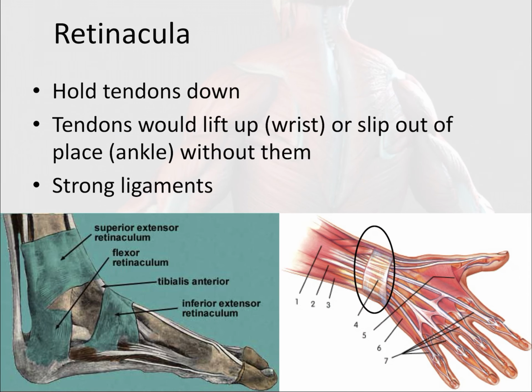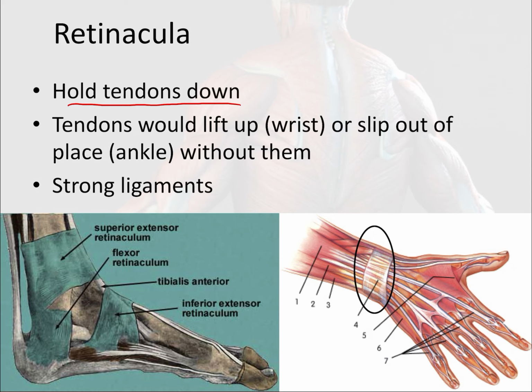Secondly, another structure that you need to be aware of is called a retinacula. A retinacula acts to hold down tendons. Many of our tendons are in locations where, when we move our joint, the shorter distance between the two points, the origin and insertion of the tendon, would make a straight line.